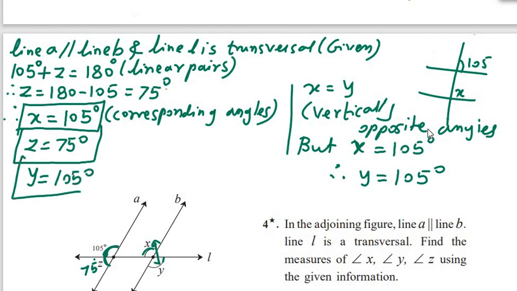See again, very easy. This is 105. 105 plus this z is equal to 180 because this is the straight line, linear pair. Okay, from this find out the value of z, that is 75 degree. And if z is 75, this is 105, skipping one, x is also 105. If x is 105, then y is also 105 because they are vertically opposite angles. Measurement is same. In this way we find x, y and z.